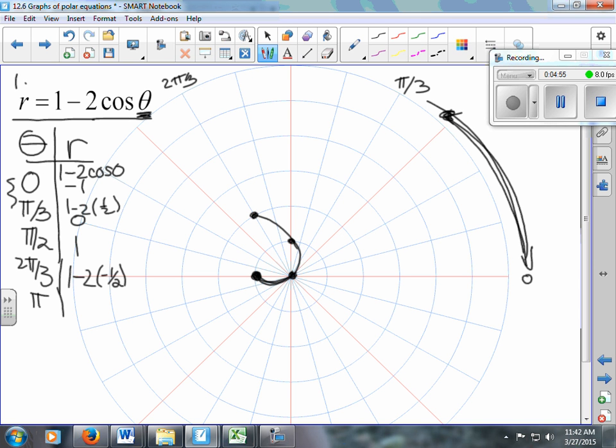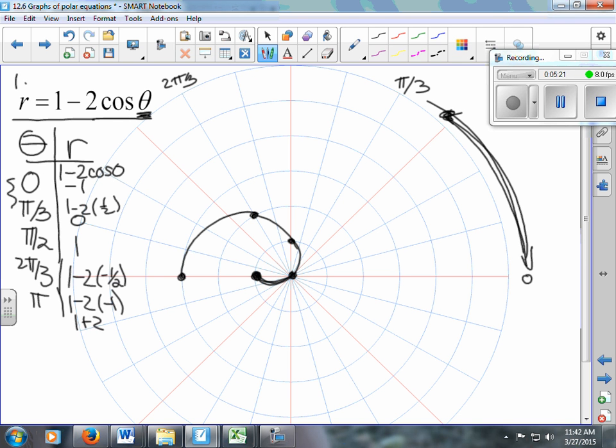The cosine of pi is negative 1. So 1 minus 2 times negative 1 is 1 plus 2. I get my highest value of r possible here, which is 3. 1, 2, 3. Because my smallest value possible for cosine of theta was negative 1, and I'm minusing 2 times that.